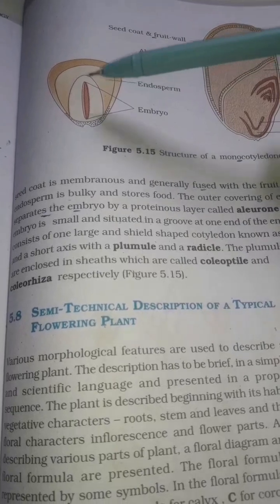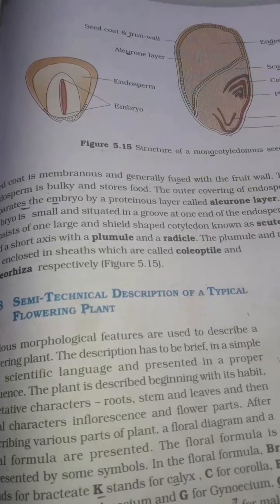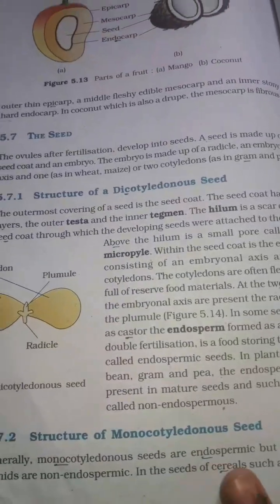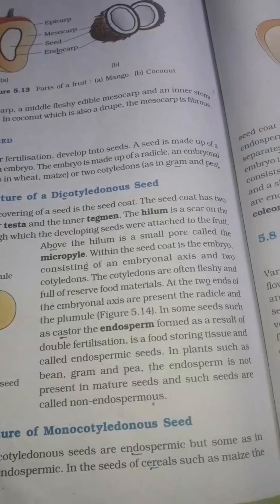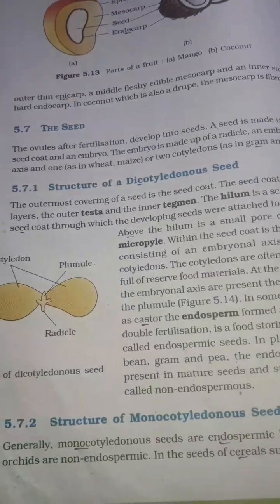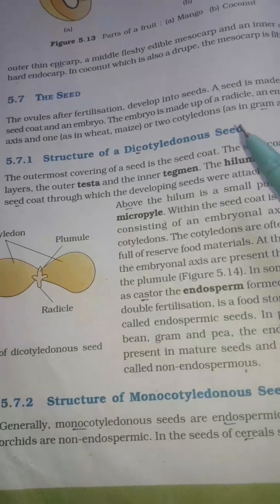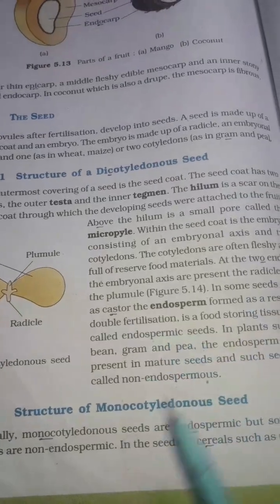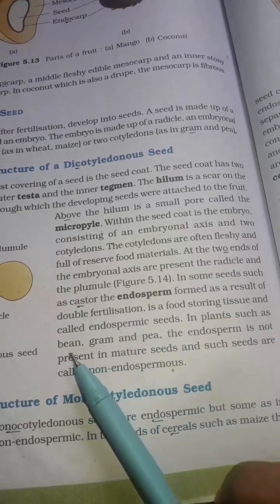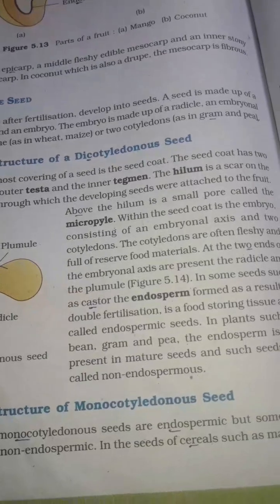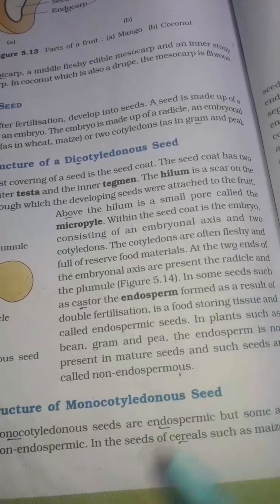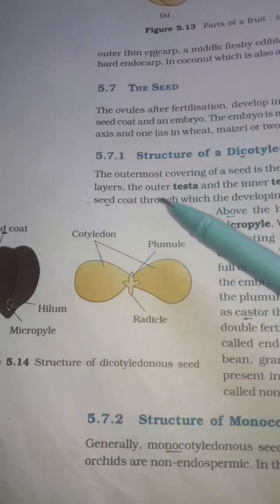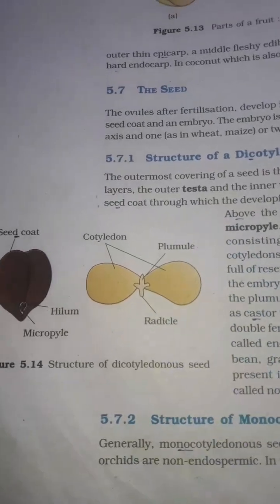That represents the endosperm, and this clip represents the embryo. So this is the endosperm. This is the structure of monocot seed. Now generally monocotyledonous seeds are endospermic, but some, as in the orchids, are non-endospermic, and same in the dicot seed. Castor is endospermic, and the remaining like bean, gram and pea are non-endospermic. It means that it has no endosperm in the mature seeds. So this represents the cotyledons, this one is the plumule, and this one radicle.